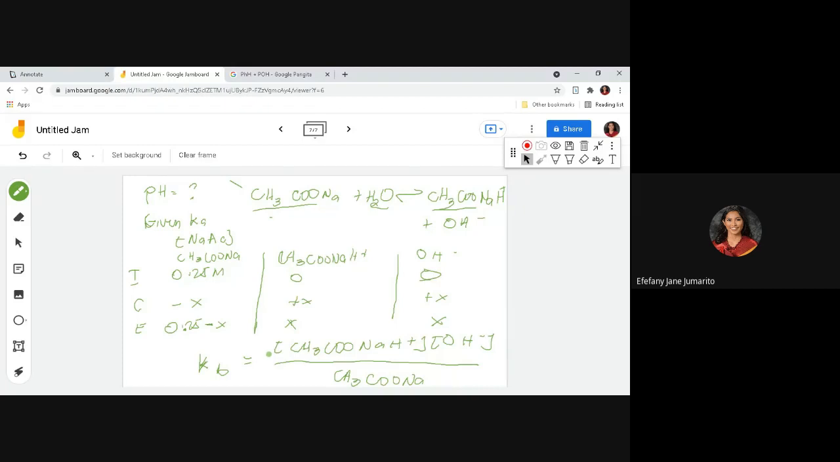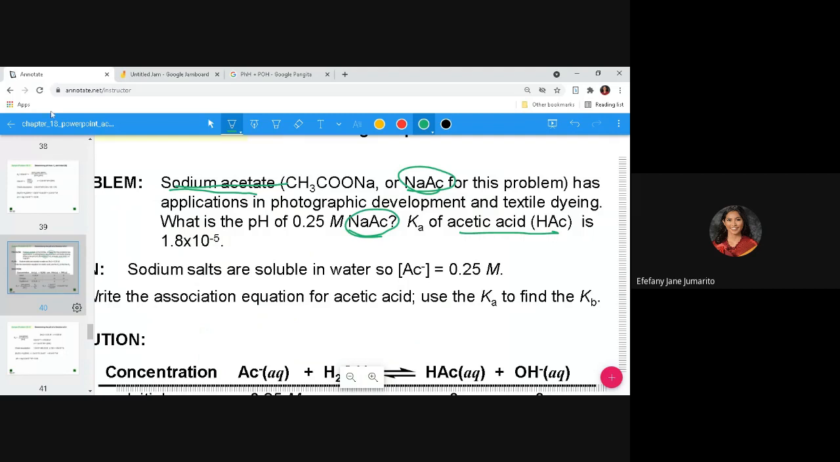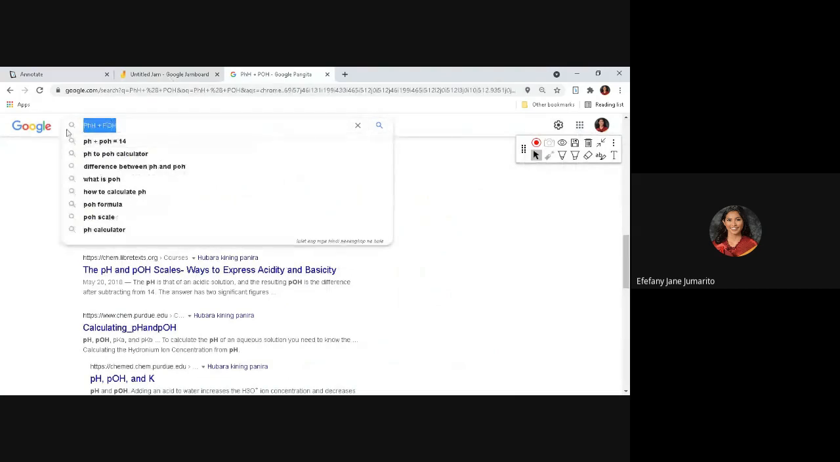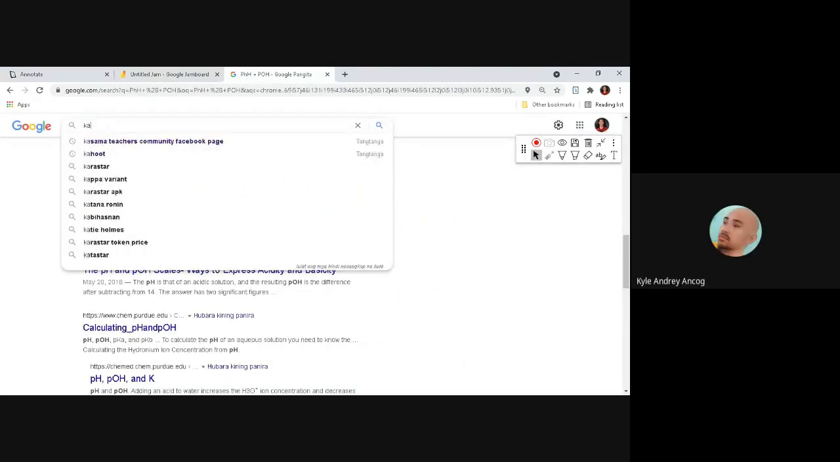Now, we are given, what is given here? Okay. Kb is, and then we are given with Ka. This is a base, and then we are given of Ka. Let's get the formula, class. We are asked for the pH, ma'am.